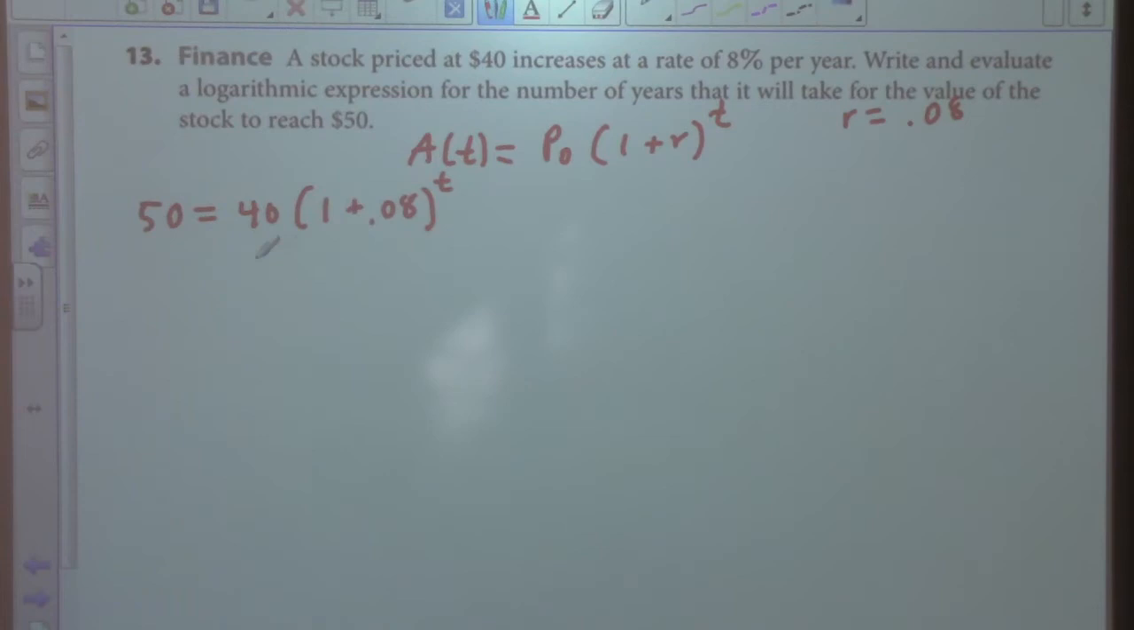So now we can just go about the process, and if we divide by 40, 50 divided by 40, and 1 plus 0.08, that's going to be 1.25. So 1.25 is equal to 1.08 to the power of T.